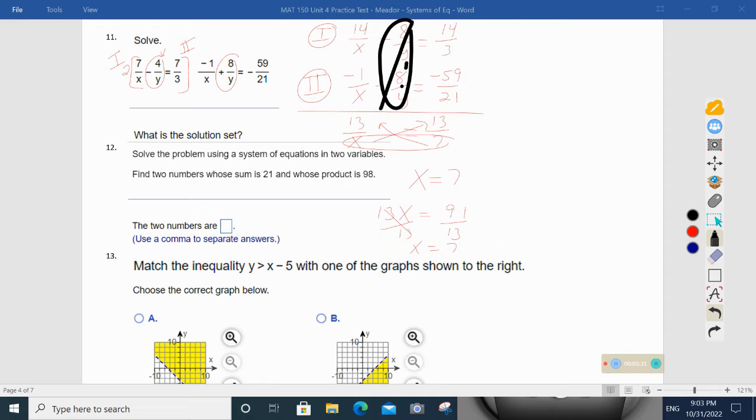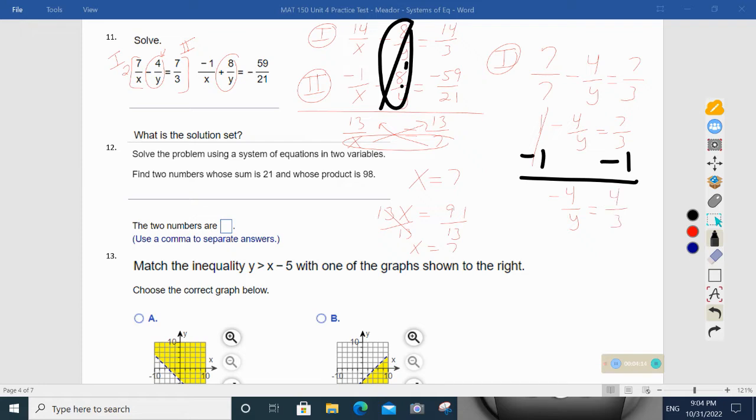Now that's just x. To find y, you've got to plug it back into one of your equations. So I'm going to take my first equation, and where there was an x, I'm going to put 7. So 7 over x, x is 7, minus 4 over y equals 7 over 3. Well, 7 over 7 is 1. And now we've got to solve for y. So I'm going to subtract 1 on both sides. 1 minus 1 cancels. I'm left with negative 4 over y. 7 thirds minus 1, that's 7 thirds minus 3 thirds, that's 4 thirds.